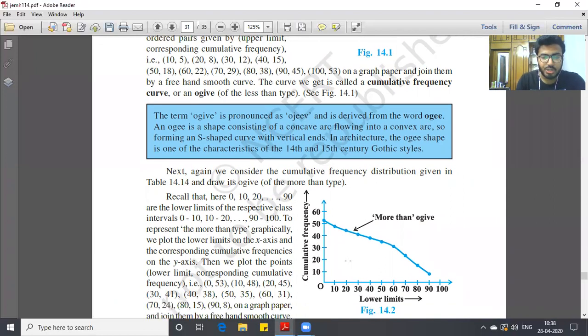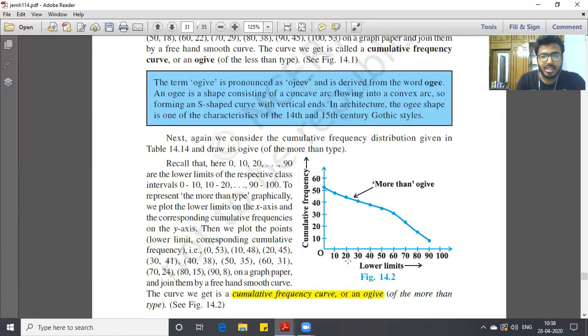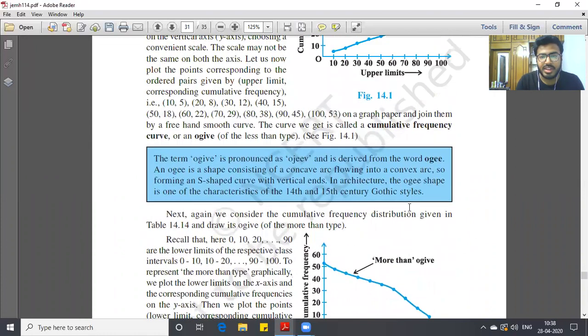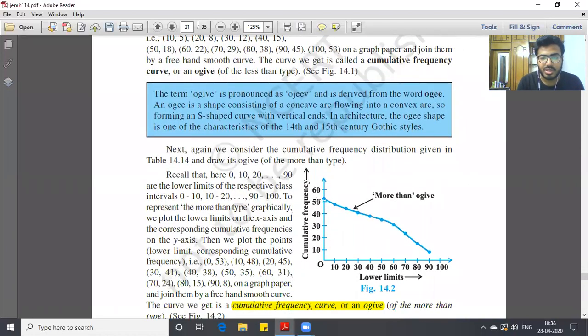Okay, now there are two types, less than and more than. Now remember one thing: in the more than type, the graph always comes from top to bottom. This curve will be the more than type, more than ogive. And in the less than ogive, it will go from bottom to the top. Bottom to the top in this direction, and the more than will be in this direction, from more to less.